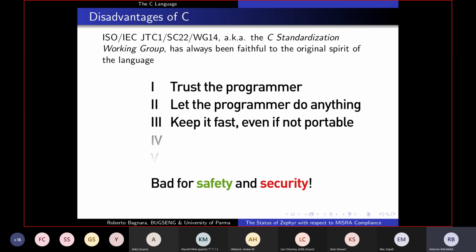However, C has always been faithful to its original spirit that we can summarize in these semi-serious commandments: trust the programmer, let the programmer do anything, speed is more important than portability, and so on. And many of these features of the language are bad from the safety and security point of view.